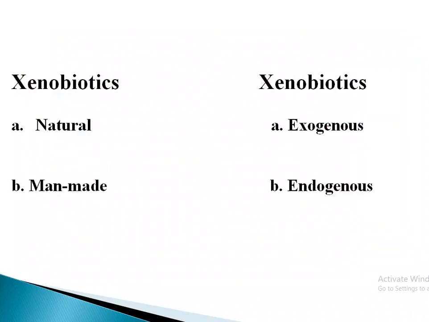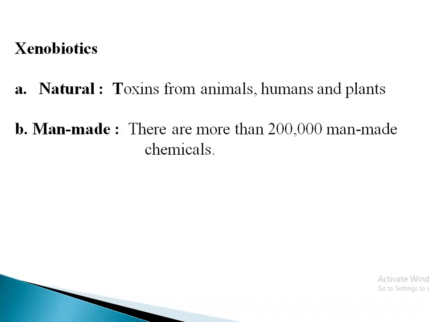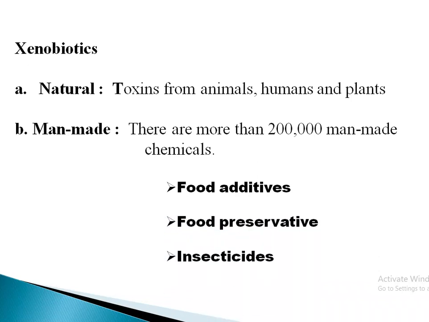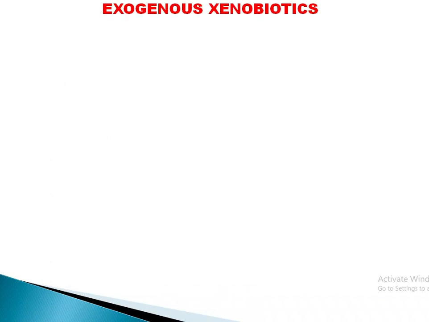Xenobiotics can be natural or man-made. We can endogenously produce xenobiotics and we can come across a xenobiotic through external sources. The natural xenobiotics include toxins from animals, humans, and plants. There are more than 200,000 man-made chemicals which function as xenobiotics. It includes food additives, food preservatives, insecticides, pesticides.